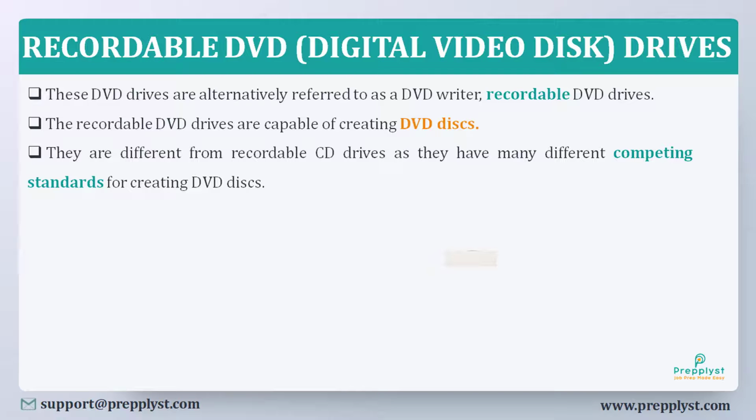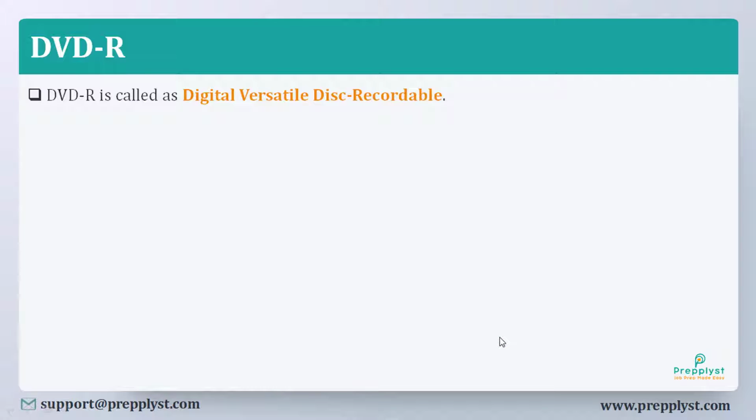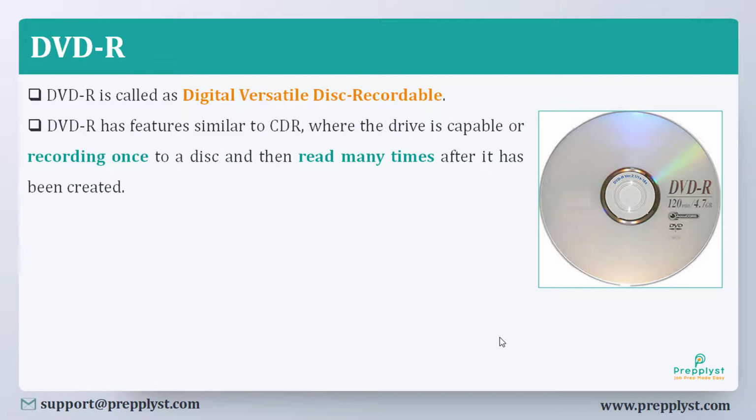Now, what's the difference between CD and DVD? There's not much difference. The major difference is that DVD can store much more data than CDs. So you can see examples here: DVD read and DVDR etc. This is how your DVD looks like. Now, DVDR is digital versatile disk recordable, which means the data can be written on the disk once, but it can be read as many times, just like a CD recordable.